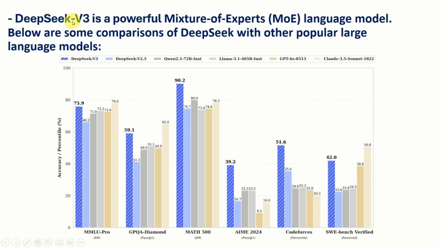On the other hand, DeepSeek-V3 is a powerful mixture of experts, or MoE, language model. Over here, you can see some comparisons of DeepSeek with other popular large language models. So these blue hatched rectangles represent the performance of DeepSeek-V3, and the other rectangles are other popular large language models such as Qwen 2.5, Llama 3.1, GPT, and Claude. And you can see that DeepSeek-V3 apparently outperforms all these models.